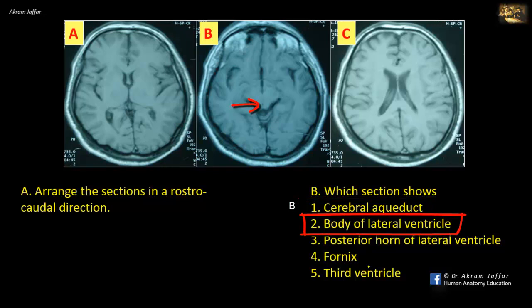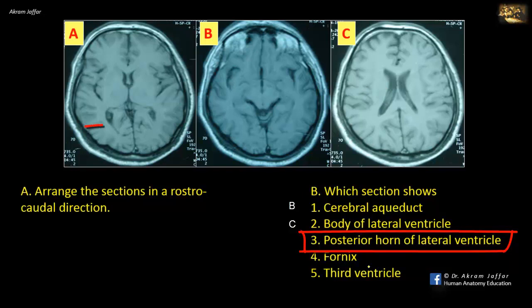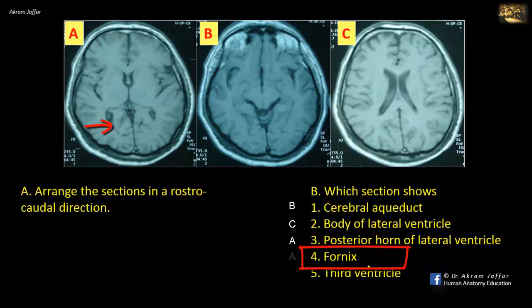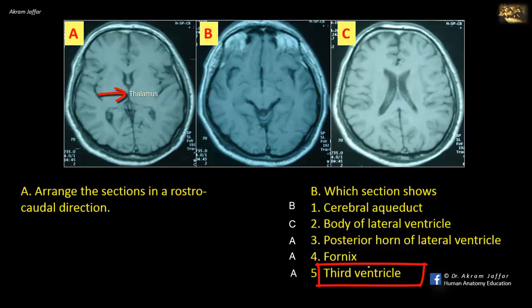Body of the lateral ventricle is shown in C, which also contains the choroid plexus. The posterior horn of the lateral ventricle is variably developed and is shown in A. The fornix, number 4, is also shown in A, just anterior to the interventricular foramen. Note here that the posterior boundary of the interventricular foramen is the anterior end of the thalamus. The third ventricle, number 5, is also seen in section A. It is located in the midline between the two thalami and connected to the lateral ventricle via the interventricular foramen.